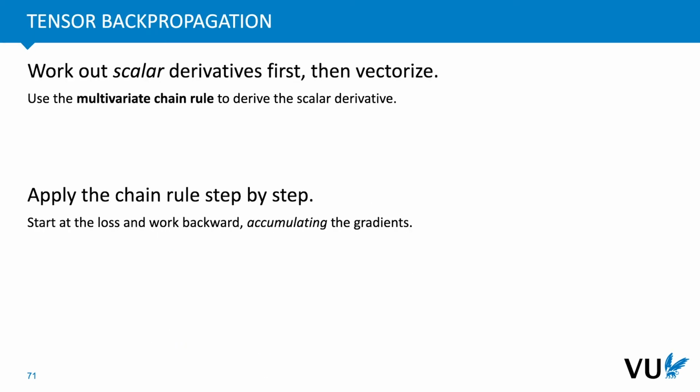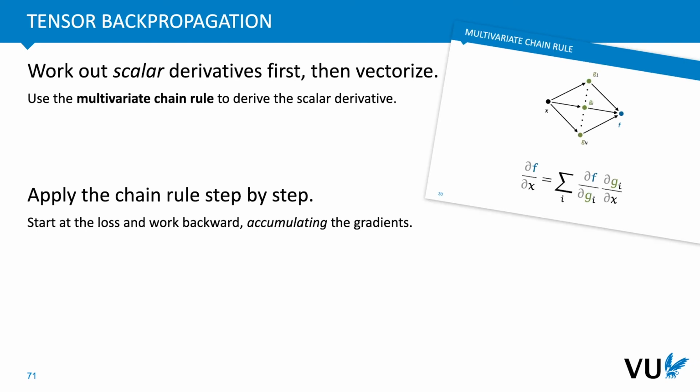So with these tools and assumptions added to our tool belt, we can start thinking about tensor backpropagation. And the recipe we will follow is the following. We will work out the scalar derivative first and then vectorize. In scalar terms, we always know what to do. In matrix calculus or vector calculus, things might get a little bit hairy, so I'll try to avoid that as much as possible. We'll stay in scalar calculus, and we'll use the multivariate chain rule to help us work out the scalar derivative. We apply the chain rule step by step, and after this scalar derivative has been worked out, then we will vectorize. So let's see what that looks like.